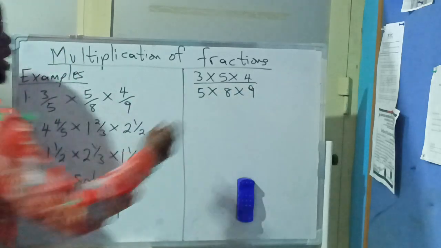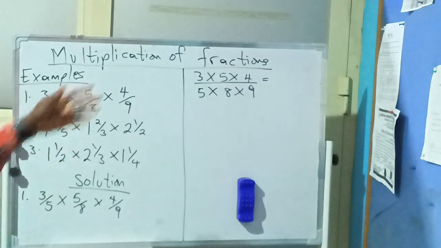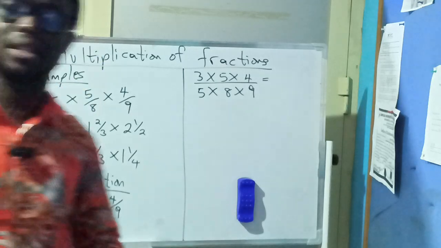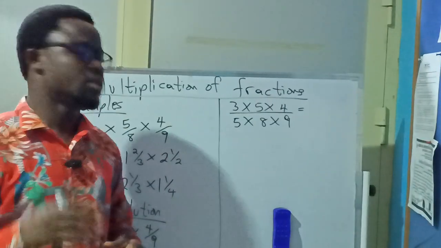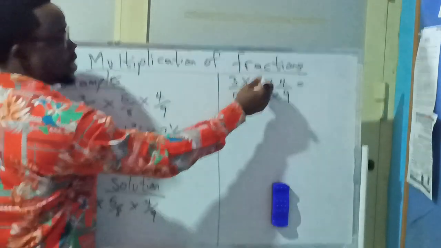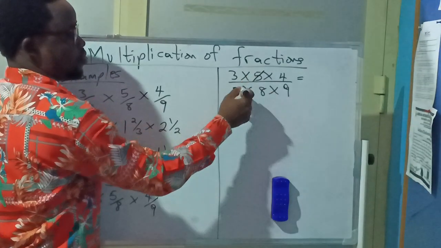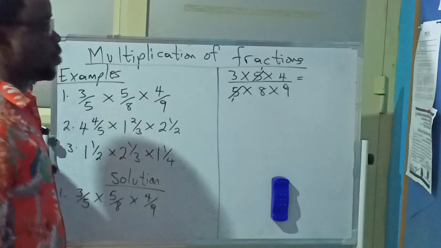So from here now, I need to start looking at what and what can be divided. Remember what I told you in the last class? Numerator can only be divided by denominator, and denominator can only be divided by numerator. So let's check now what and what can we divide. Look at it. We can divide 5. So 5 here is 1, 5 here is 1. Can you see?